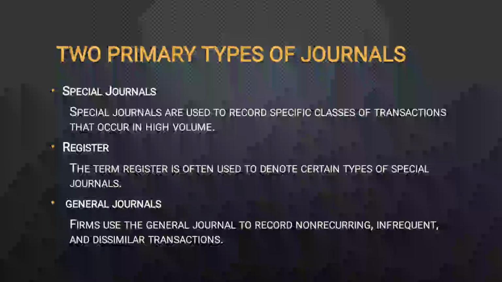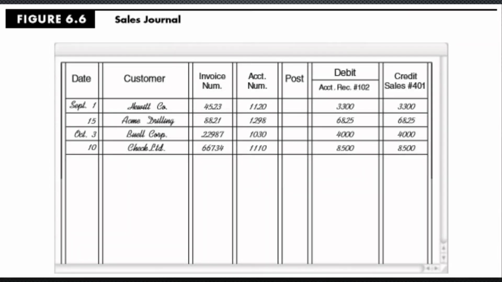Then, next naman is about dito sa general journals. Firms use the general journal to record non-recurring, infrequent, and dissimilar transaction. Sa pagkakaalam ko dito, ito yung book ng original entries. Dito sa figure 6.6, pinapakita yung about sa sales journal. Record siya ng sales transaction. Makikita nyo yung amount na nakalagay sa ledger na nasa next topic.